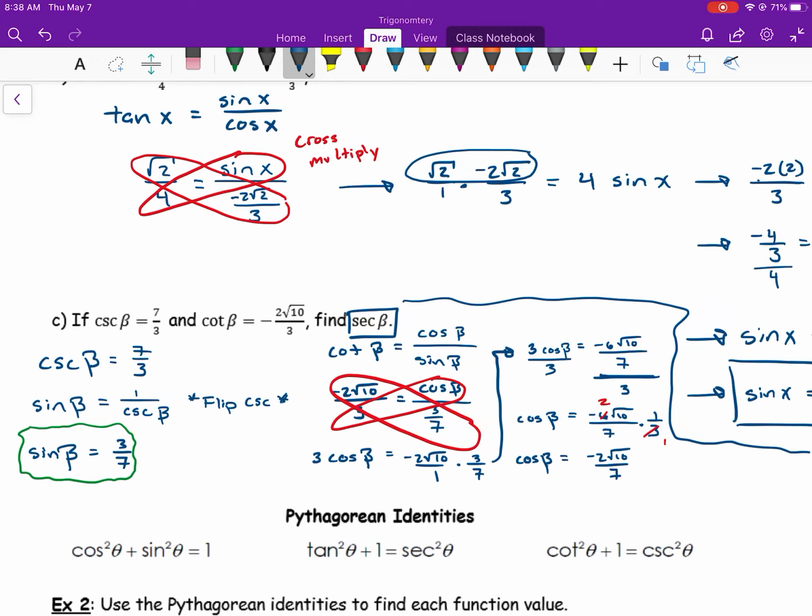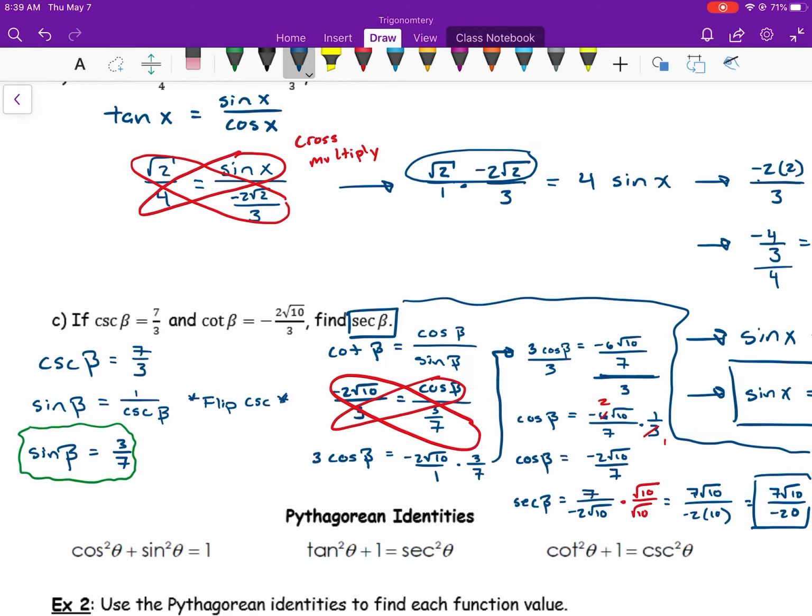And since secant is the reciprocal of cosine, secant of beta is 7 over negative 2 root 10. Again, can't have a radical in the denominator, so we have to rationalize. Multiply by the square root of 10, get rid of that radical. And we get 7 square root of 10 over negative 2 times 10, which gives me 7 square root of 10 over negative 20. Final answer.